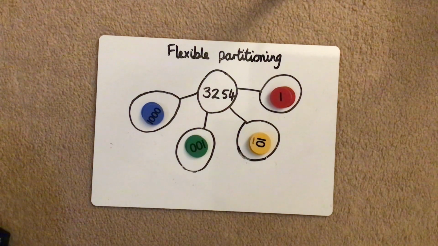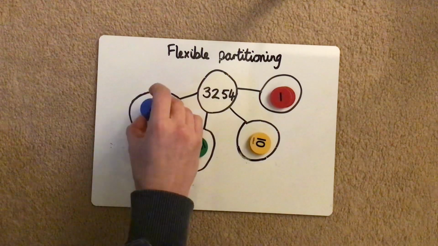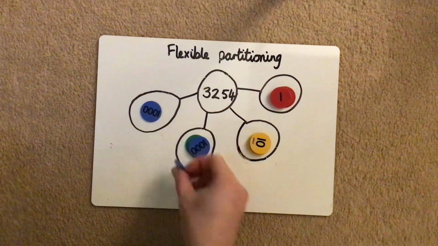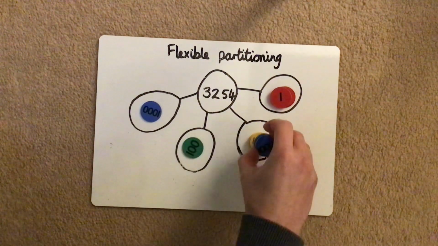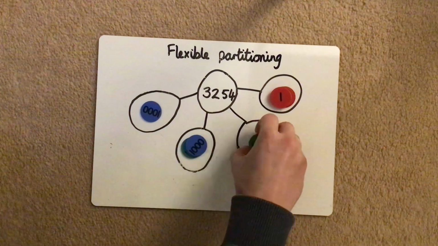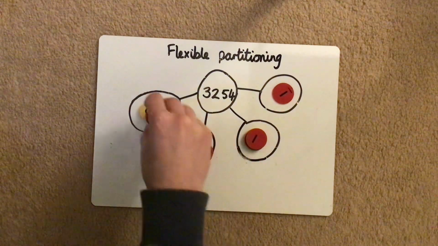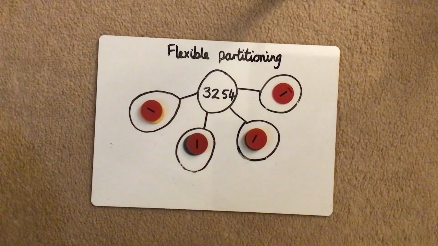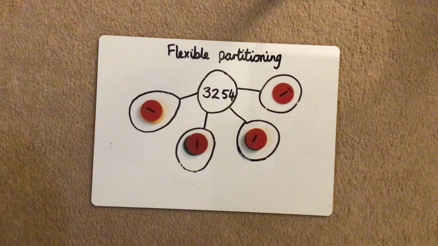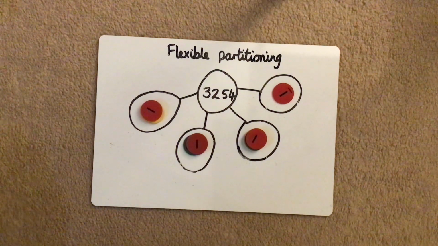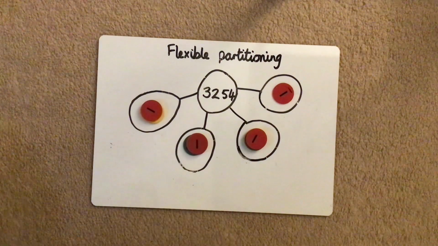So all we need to do is keep our place value counters the same, make sure we've got the same amount of them, we're not adding or subtracting any, and then we can move them around within our parts. So I could move 1,000 into here, or 2,000s into here, I could move 100 into here, I could move some tens into here, and I could move some ones across into each of my spaces. So now all I need to do is count up what I've got in each part, and because I've not added or subtracted any place value counters, I know my whole amount is still going to be the same.